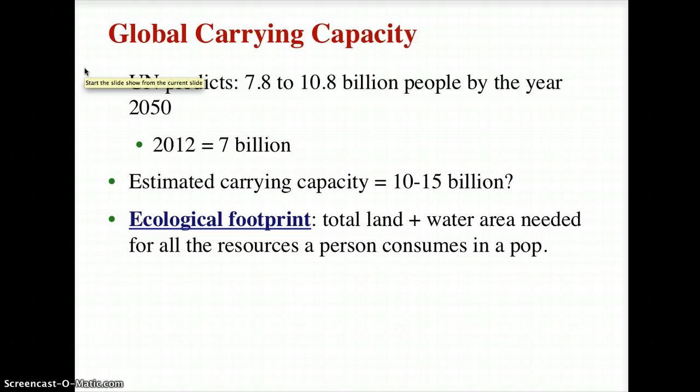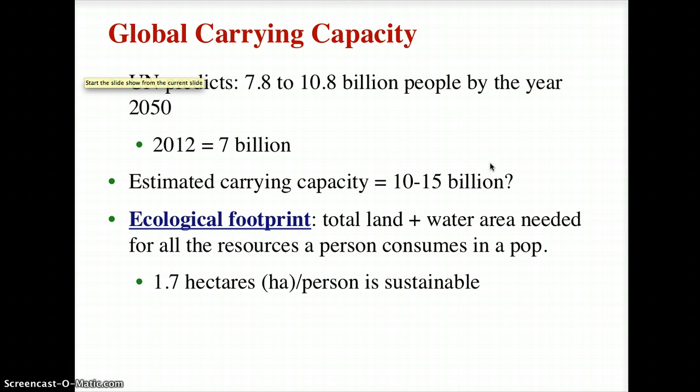The ecological footprint. This is the total land plus water area needed for all resources a person consumes in a population. Essentially, we've been told that 1.7 hectares, or little h, little a, per person is sustainable. To give you an idea of the size of a hectare, think of a traditional oval 400-meter track. Visualize the inside of that track with the grass. That is about 1.12 hectares.